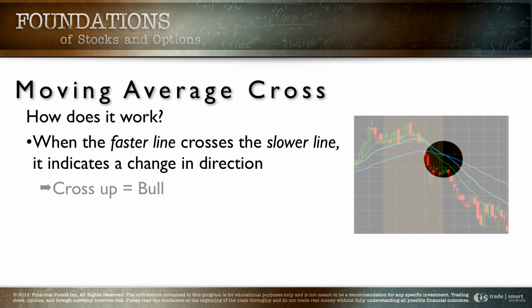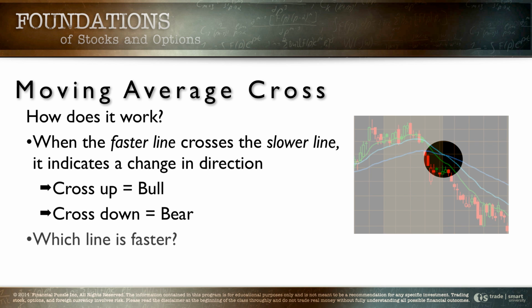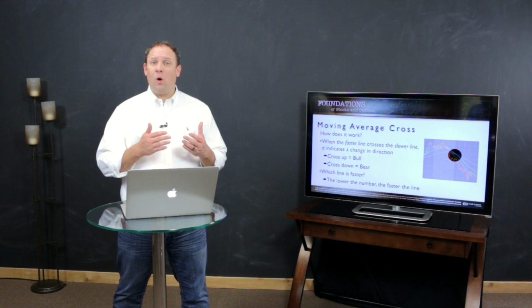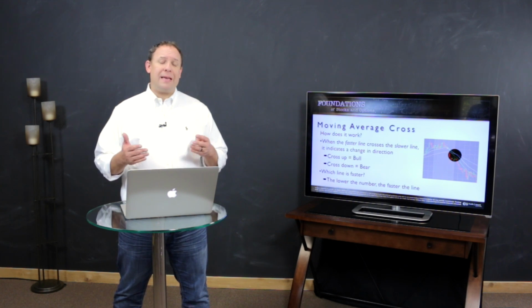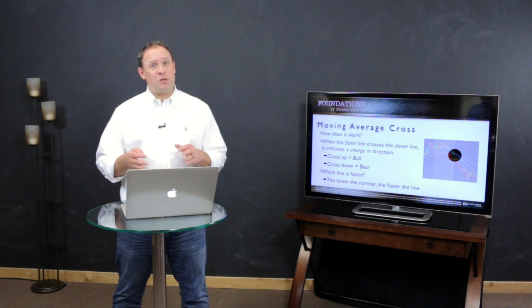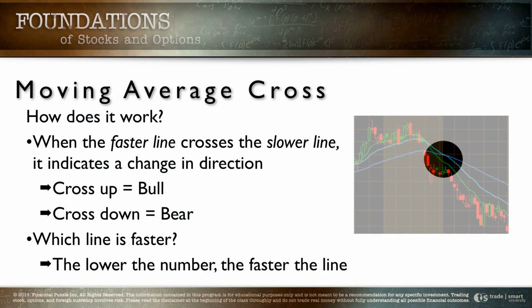Let's understand this a little bit better. Here's how it works. You've got the two lines. One's going to be moving faster than the other line. We call that the fast line. The fast line is always going to be the one with the lower number. So if you're looking at, say, the 10 period and the 20 period, the 10 period is going to be the fast line and the 20 period will be the slower line. If you have a 10, 20, and 50, well, the 10 will be faster than the 20, but the 20 will be faster than the 50. You understand the idea. Whichever line has the lower number, that's going to be the fast line. And when the faster line crosses the slower line, it indicates a change in direction.